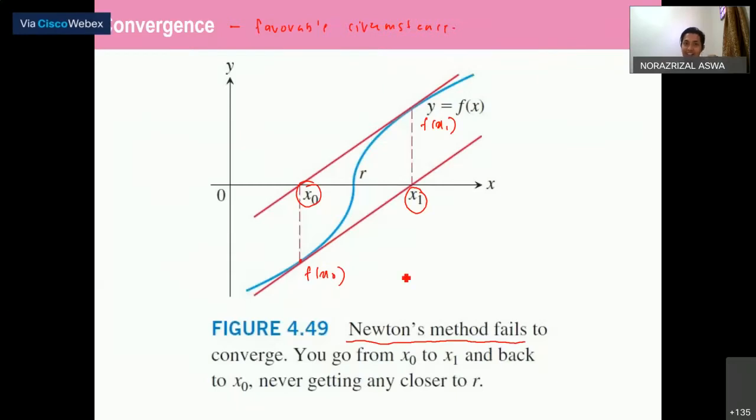This is one of the situations where Newton's method fails. You will oscillate between x0 and x1 forever, not getting closer and closer. So this is one kind of function where we cannot use Newton's method.